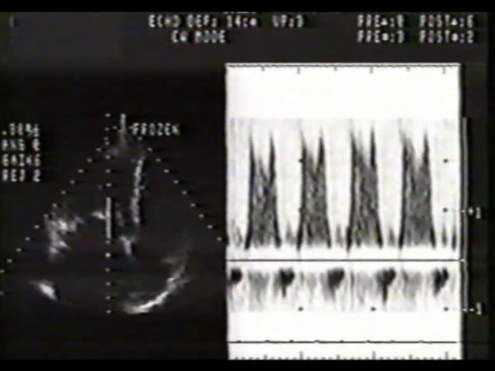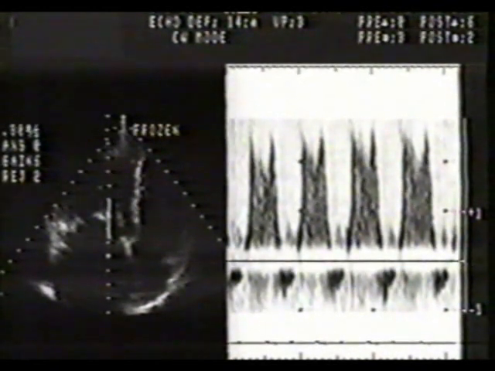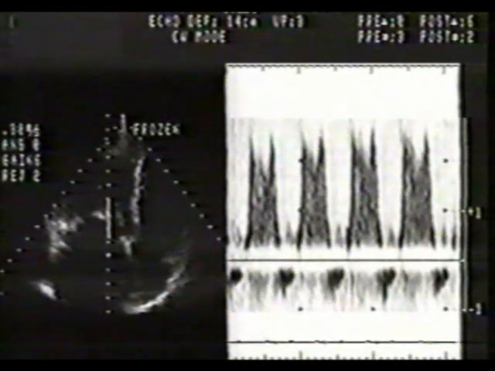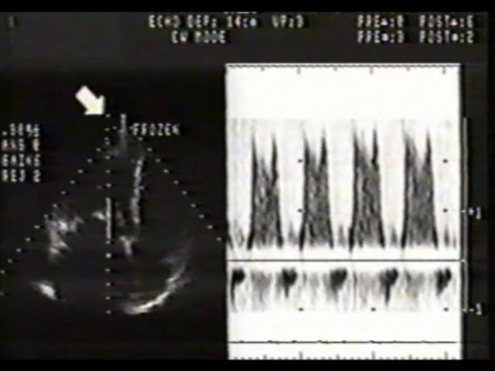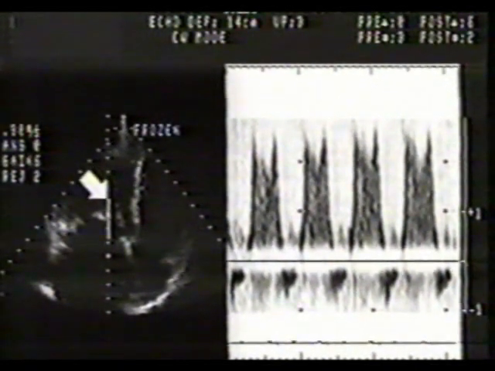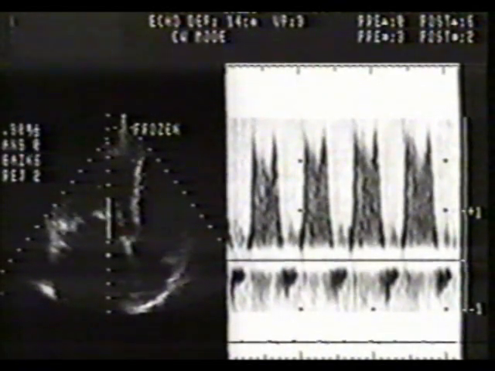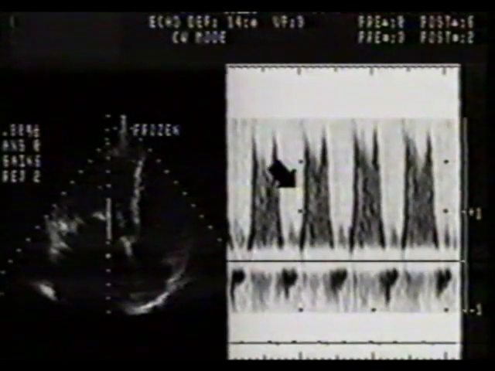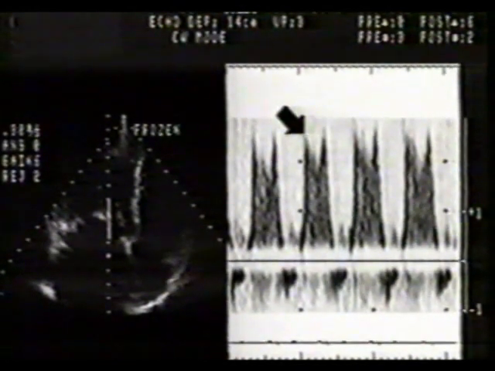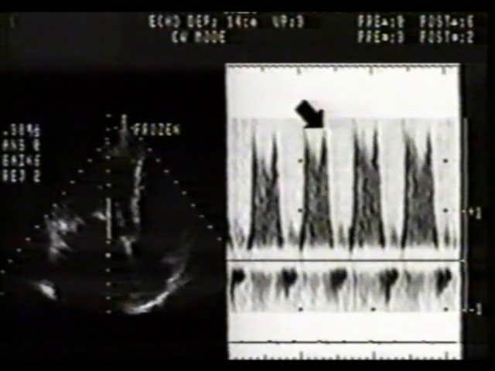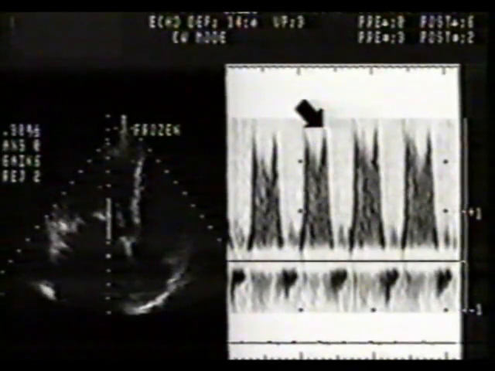An alternative solution to aliasing is to set the instrument to perform the duplex exam in the continuous wave mode. The Doppler cursor has again been positioned to cross the mitral orifice. The calibration markers are now at 1 meter per second, and the velocity peaks are again 2.4 and 2.5 meters per second, respectively.